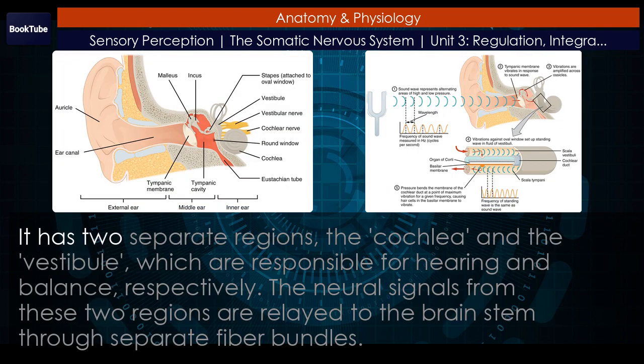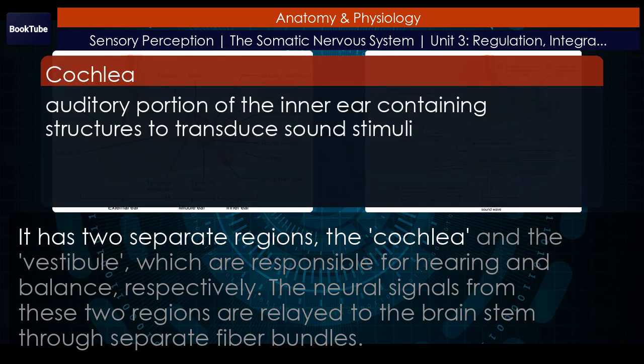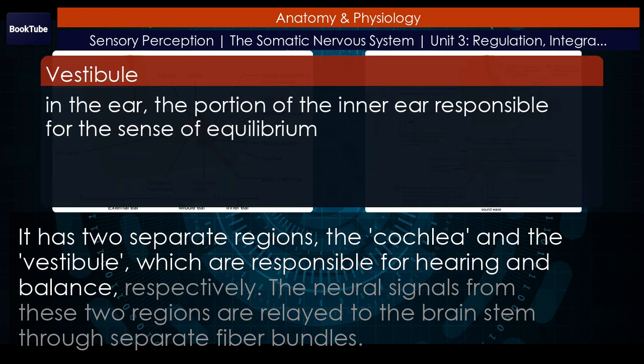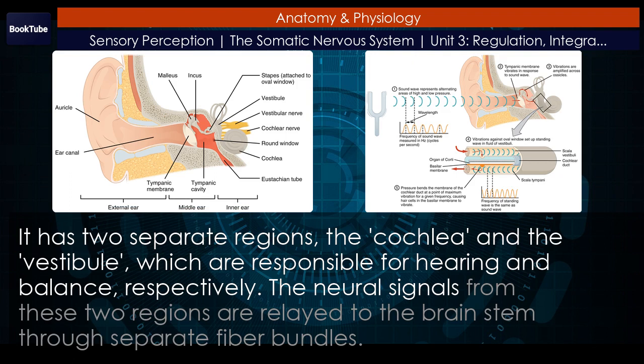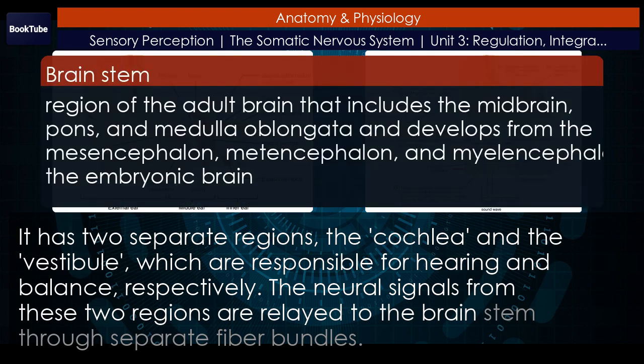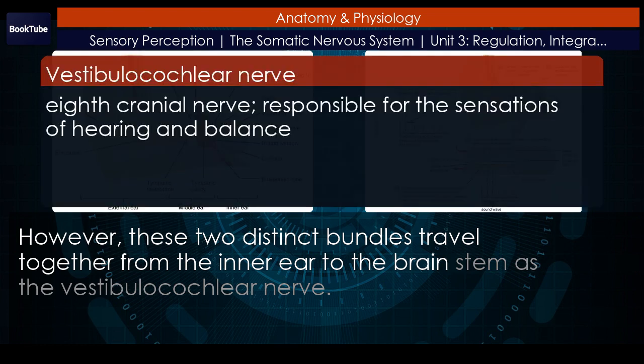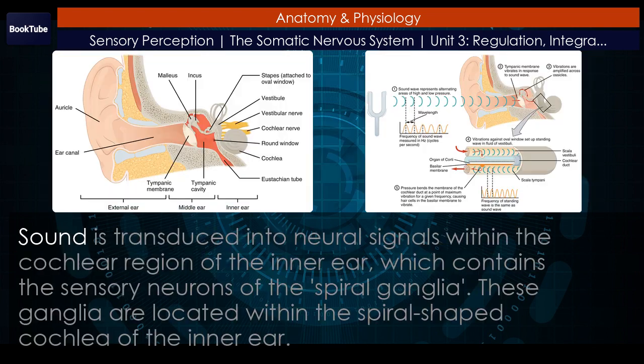It has two separate regions, the cochlea and the vestibule, which are responsible for hearing and balance, respectively. The neural signals from these two regions are relayed to the brainstem through separate fiber bundles. However, these two distinct bundles travel together from the inner ear to the brainstem as the vestibulocochlear nerve.